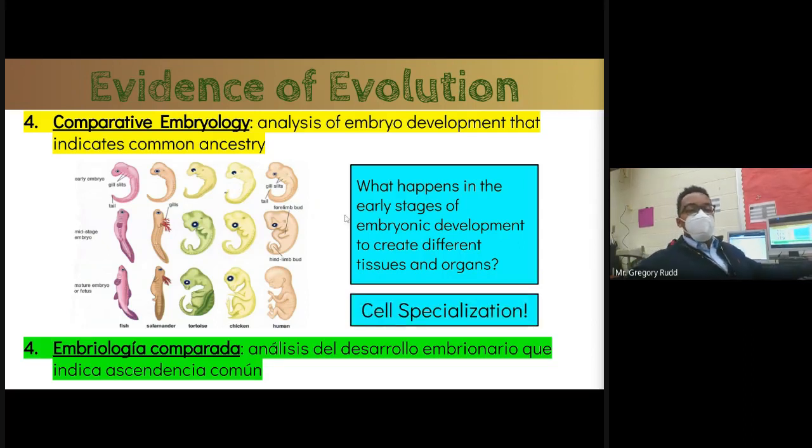The process is called cell specialization. You might have also heard it referred to as cell differentiation. This is when different genes are activated, and those different genes cause cells to have different jobs.